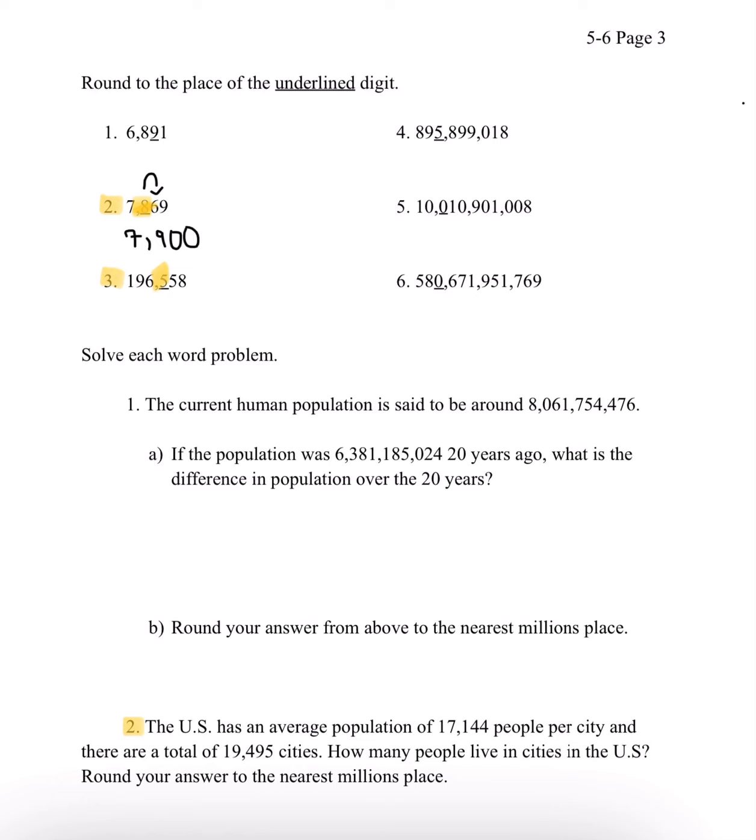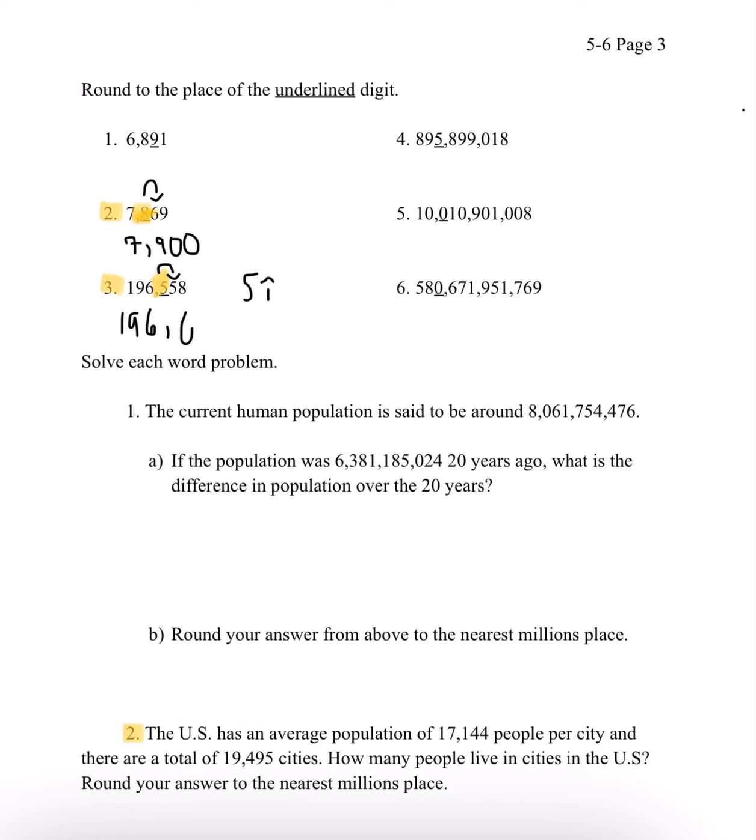For number 3, the 5 is underlined in the hundredths place. If we look at the number behind 5, it's 5 or above. If it's 5 or above, we round. So the 5 that's underlined will be rounded to a 6, and the rest of the numbers behind it will be a 0.